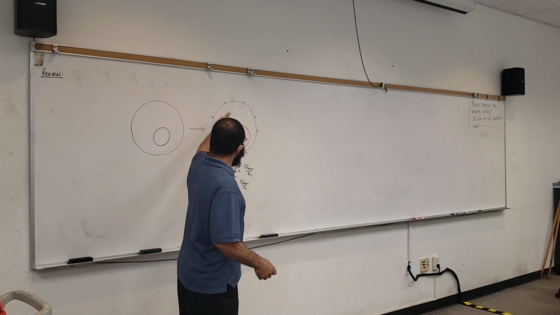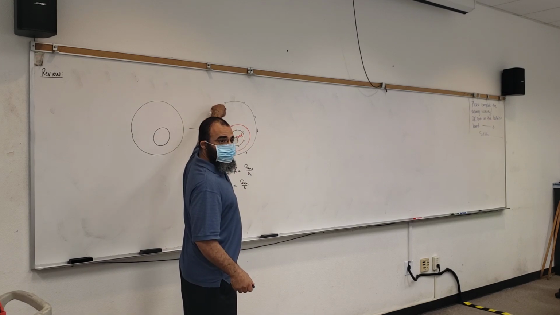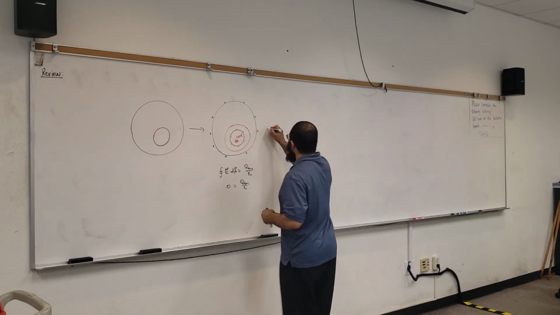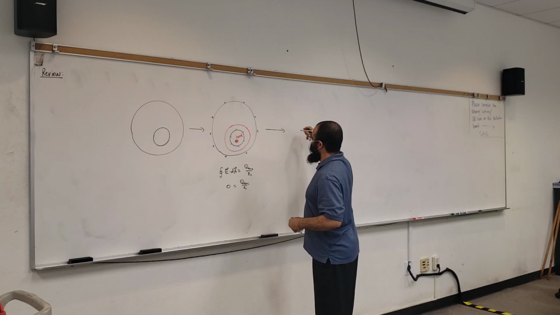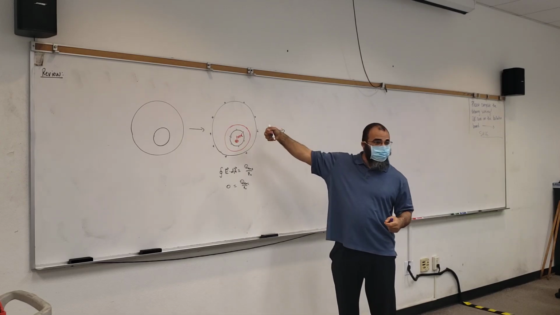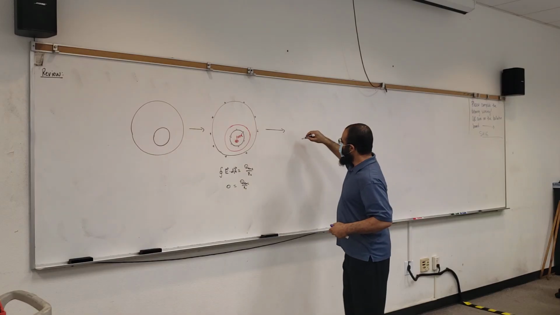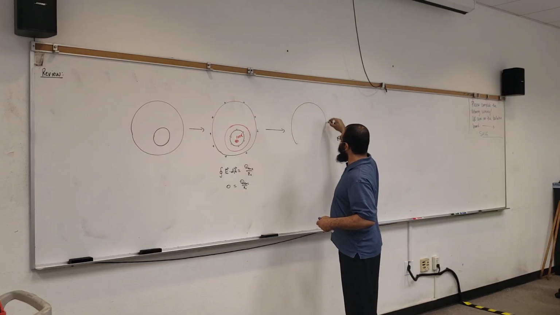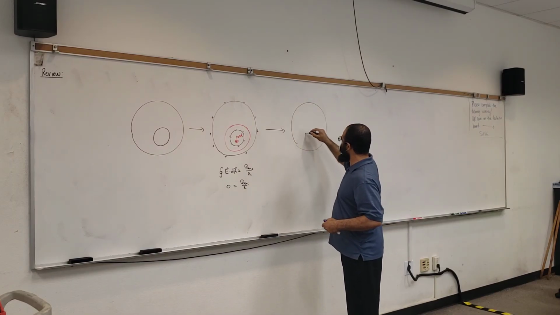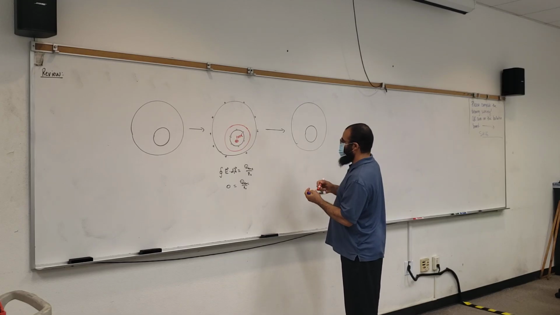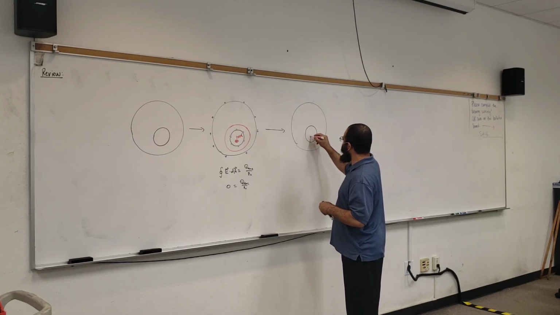So now, that leaves off positive 100 out here, right? Next, we're going to touch our sphere and add to it negative 50, right? So this is the positive 100.